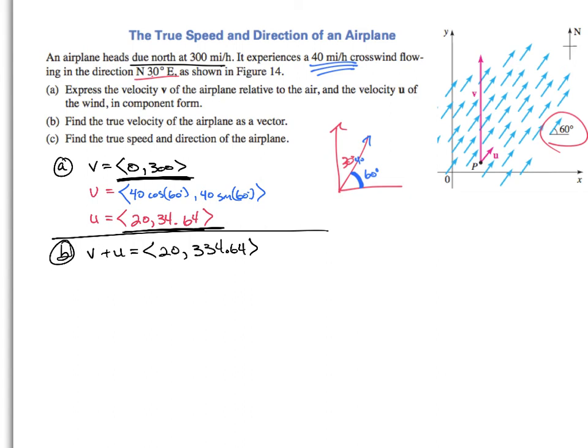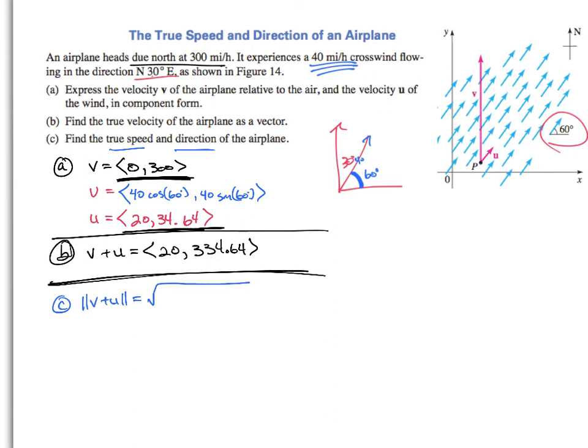All right, let's look at part C, and hopefully I can translate some lingo for you. On part C, it's saying find the true speed and the direction of the airplane. Well, what's a vector? It has both what? Direction and magnitude. So what do you think true speed is? Magnitude. So we need to find its magnitude. And how do we find magnitude? The distance formula. So now I need to find the magnitude of the resultant.